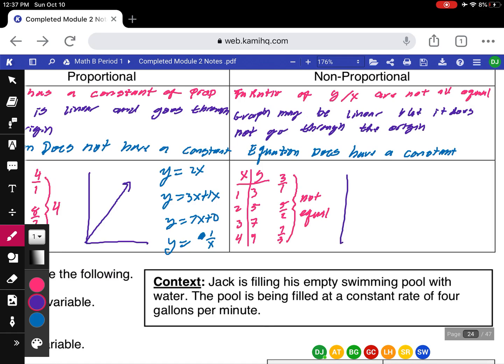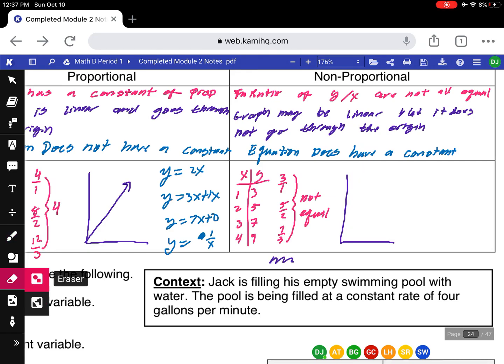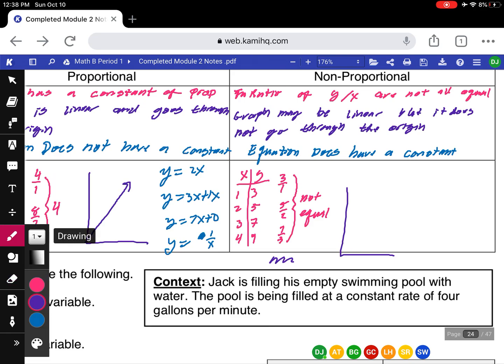Second one is the graph. It could be a straight linear line, but it does not go through the origin. All right, my pen ran out of battery. Oh wait, did it run out of battery? I thought my pen ran out of battery. It did not. So let me go ahead and show this one more time. Here we go.